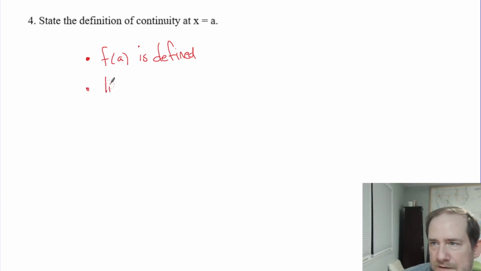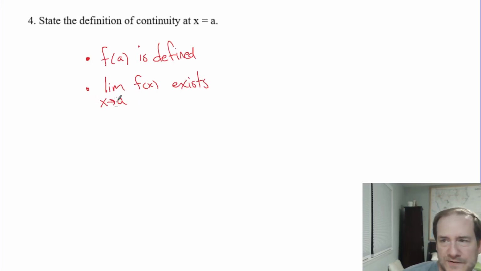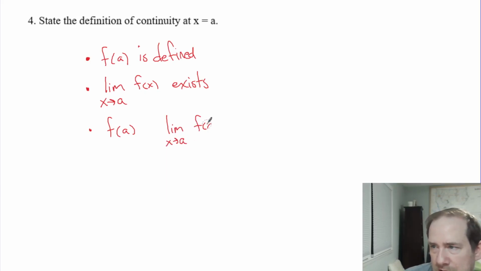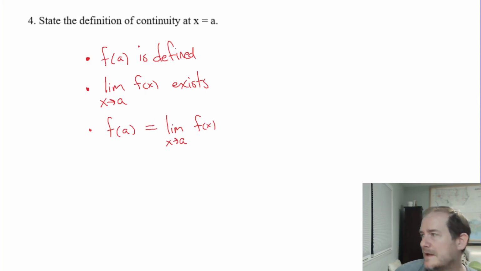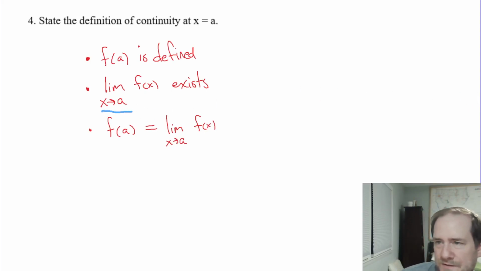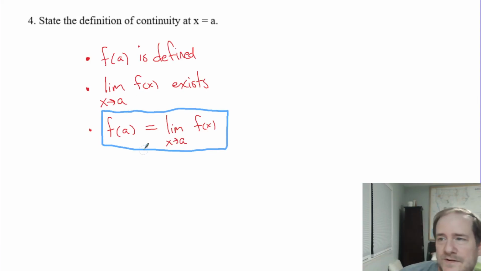Then you need the limit as x approaches a of our function f of x to exist. And that means the left and right hand limits have to both exist and they have to be equal to each other. Then to be continuous, you also need f of a and the limit as x approaches a of f of x to be equal. And for the next couple problems, it's that third part that's the most important, is we need to come up with a value that makes a given function continuous. And for the function to be continuous, you need your function value to match the limit.